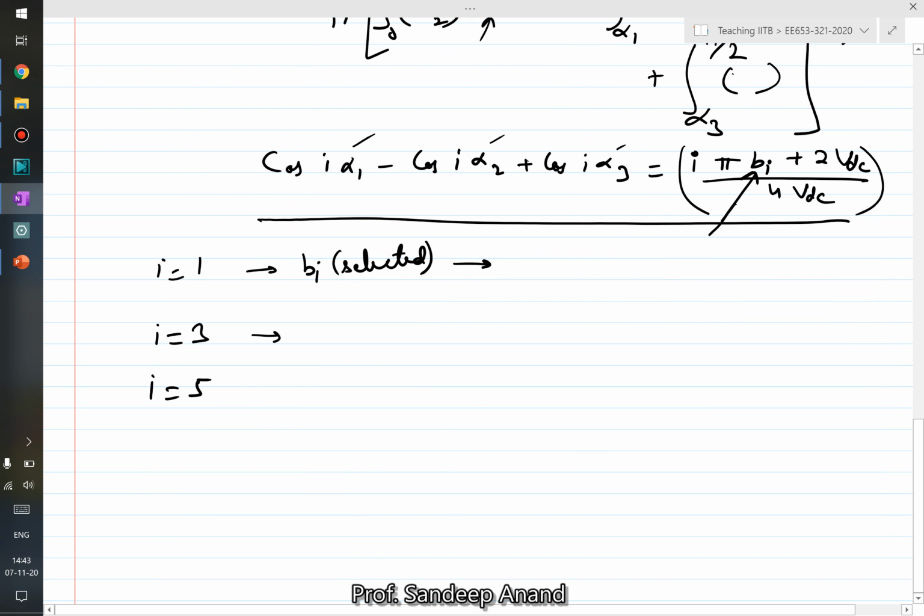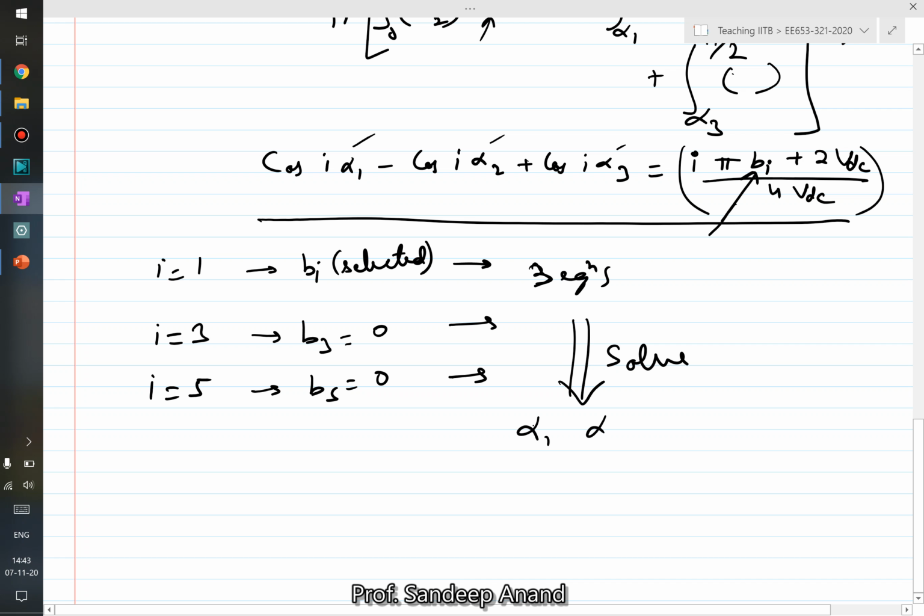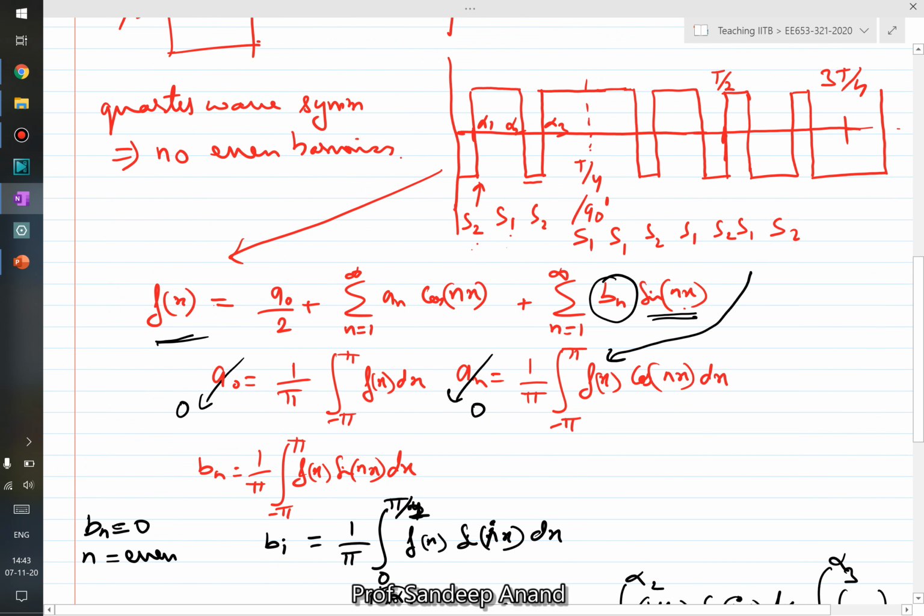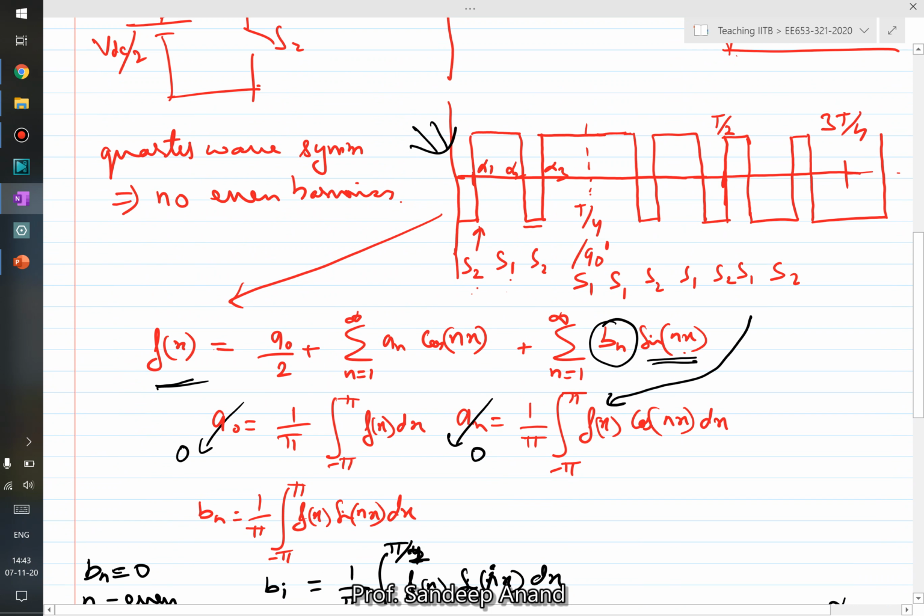And similarly for i equal to 3, that means b3 you would want ideally to be 0. You don't want any third harmonic. And similarly b5 also you want to be 0. So if you use these 3 conditions, you will get 3 equations, and you have 3 unknowns, alpha 1, alpha 2, alpha 3. You solve them and you get alpha 1, alpha 2 and alpha 3. This is the alpha you set in your inverter, and then you will get a waveform looking like this, which will have the desired fundamental value which you have set, and here I have 0 third and fifth harmonic.